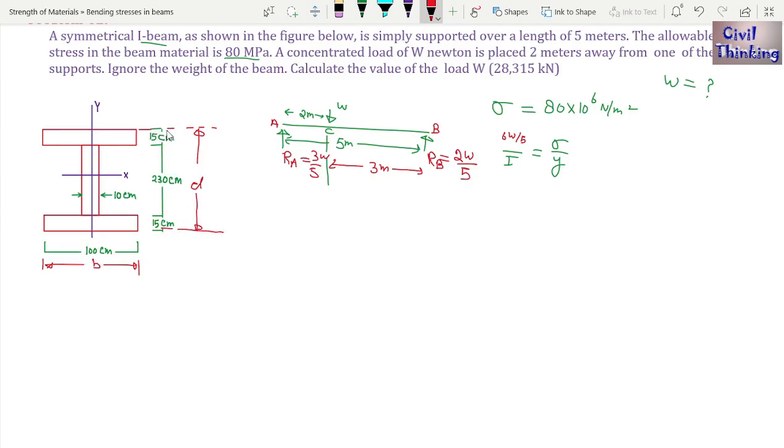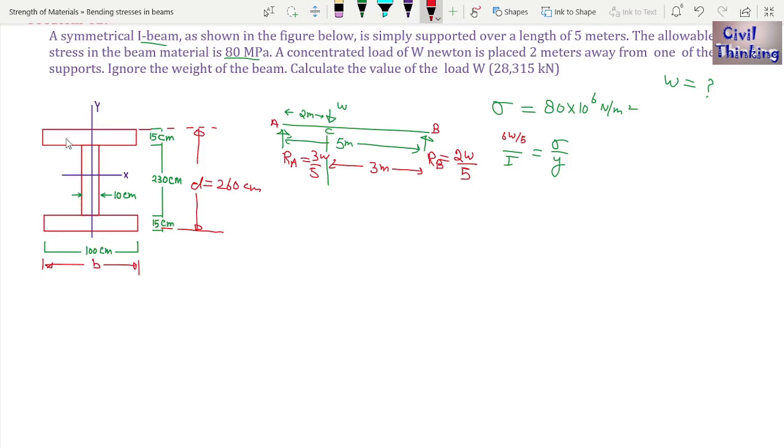D is from here, top to this. It is 15 plus 230 plus 15. Now 15 and 15 is 30. Now 230 plus 30 is how much? 260. So D is 260 centimeters. Now B is 100 centimeters. Now you know this is a compound section.